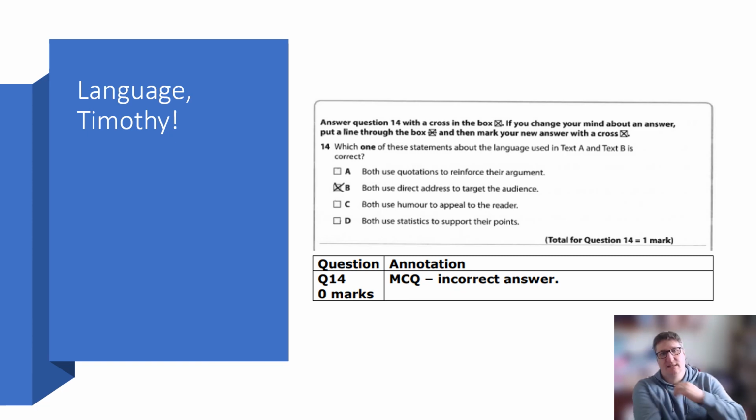So let's look at the example question. Which one of these statements about the language used in text A and text B is correct? Notice this person got it wrong. It's only worth 1 mark, but that's a mark worth having. Let's get it. We need all the marks we can get.